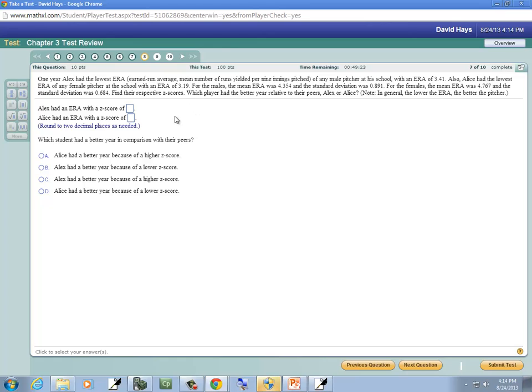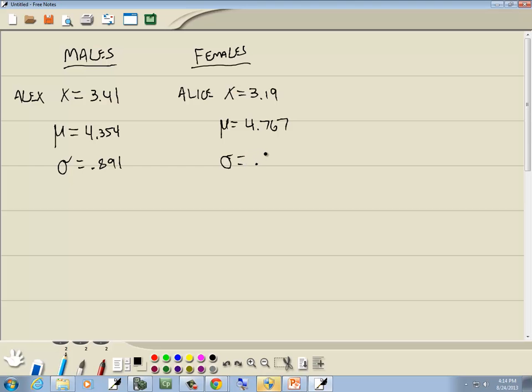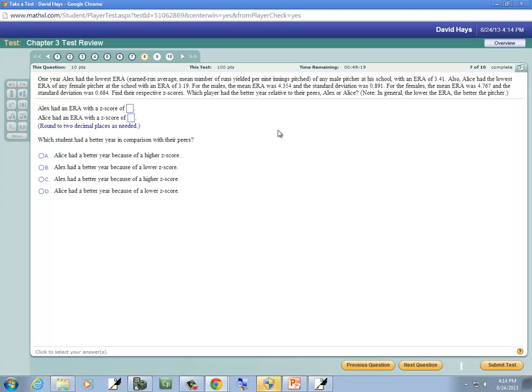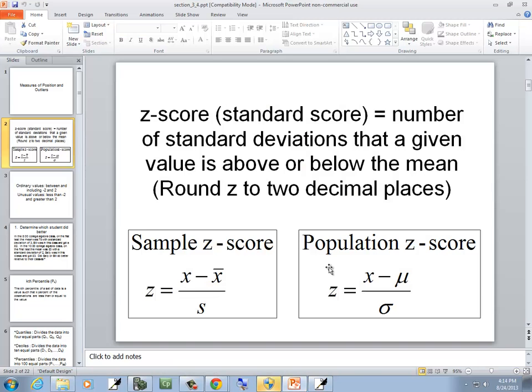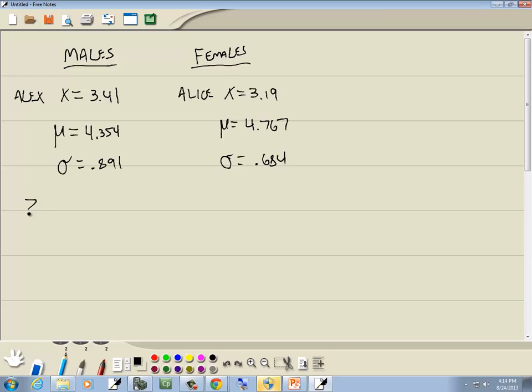And the standard deviation was 0.684. Okay, find our respective z-scores. So let's do that first. Now our z-score, it's the same formula whether we're talking about sample values or population. It's x minus your mean over your standard deviation. So for this one, we're going to have x minus mu over sigma.